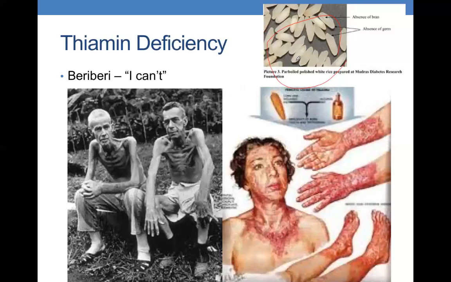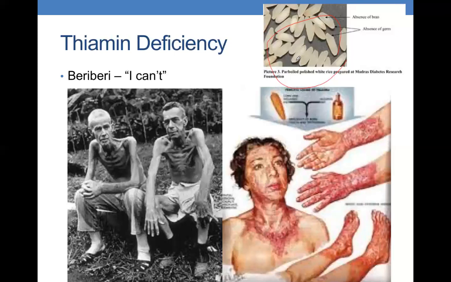Dry beriberi includes symptoms that are related to the nervous and muscular system, and wet beriberi includes symptoms related to the cardiovascular system. It is also possible to develop infantile beriberi in young babies who are getting inadequate thiamine, potentially through breastfeeding if mom is inadequate.